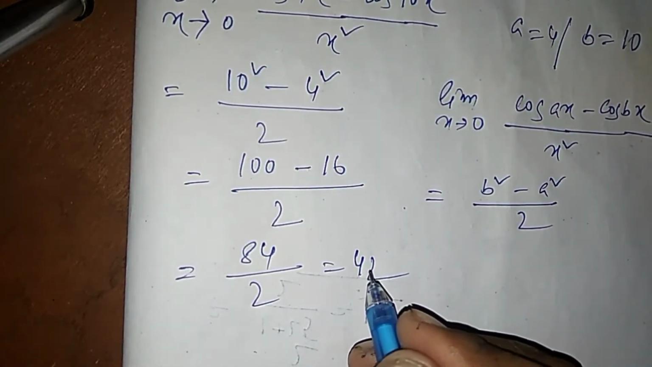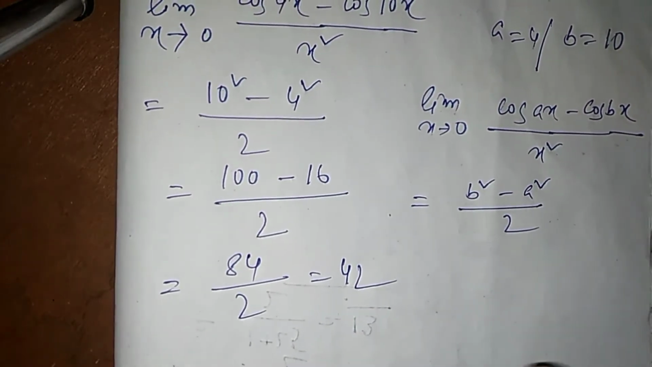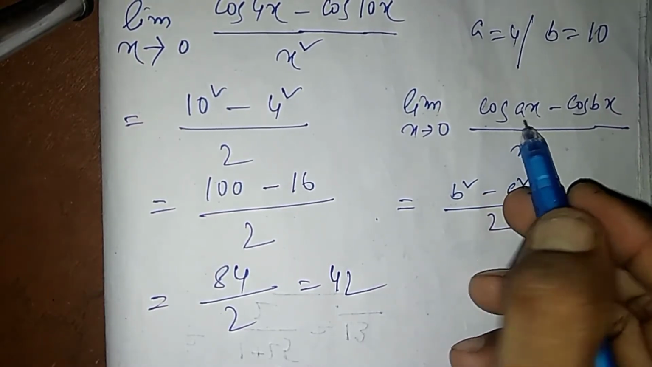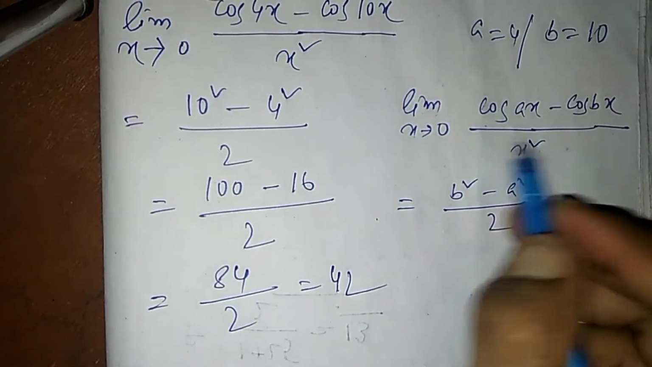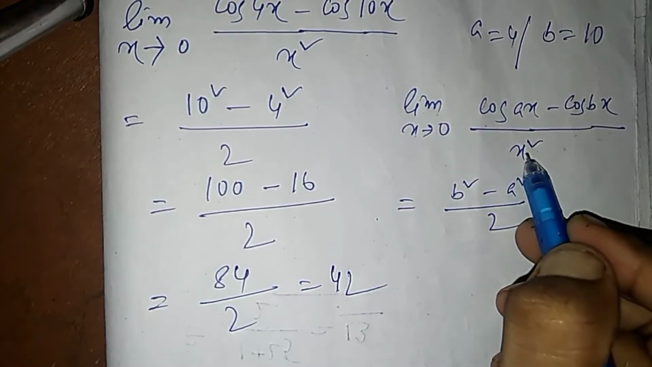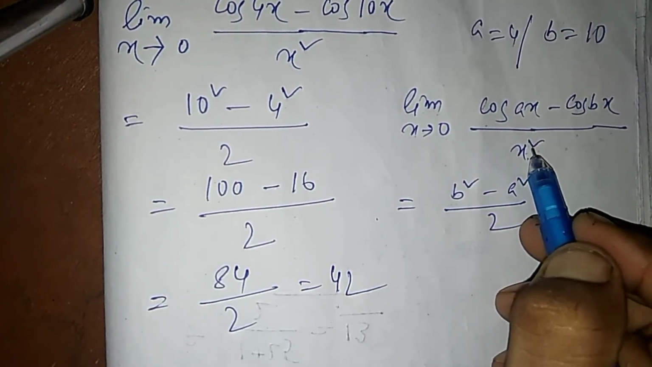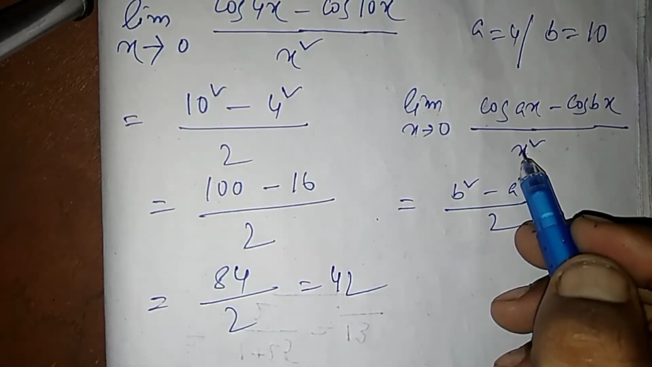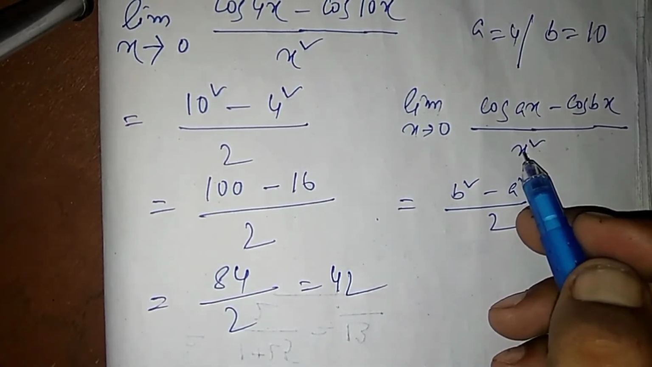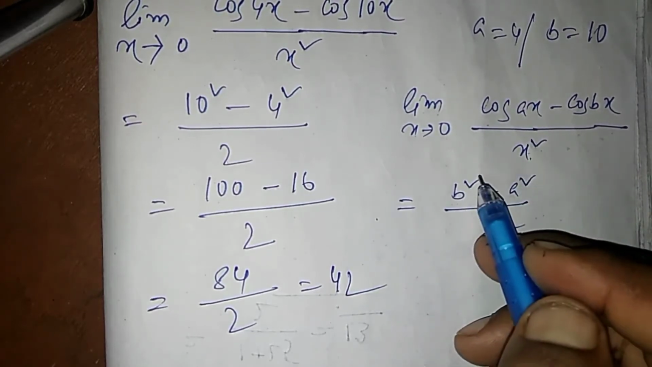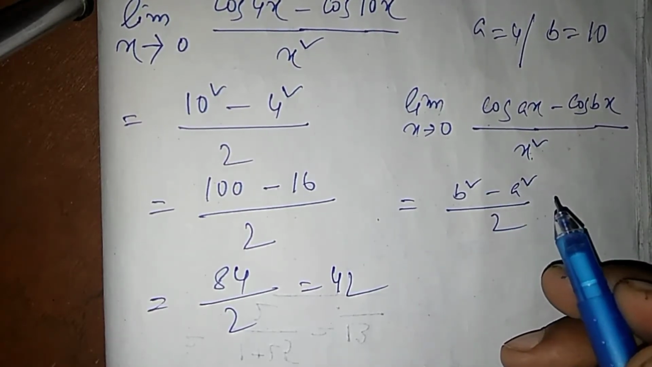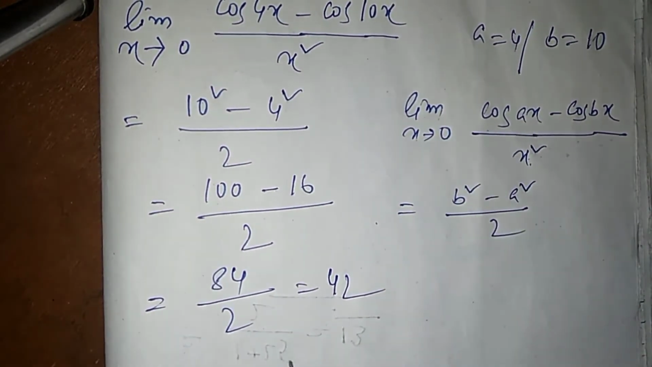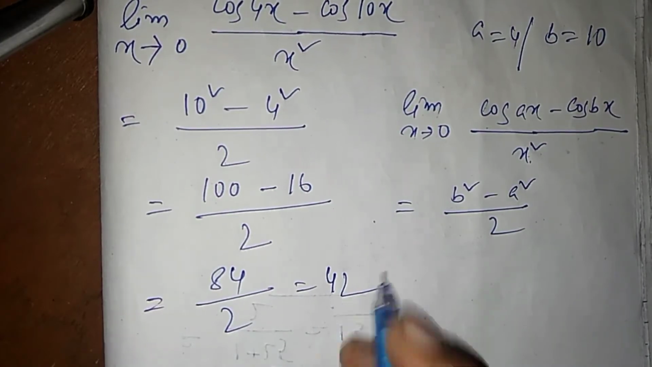It happens very easily, but the condition is the limit as x tends to 0 of (cos ax minus cos bx) upon x squared. Here you can see we have x squared. If x squared is not here, then this formula is not applicable. So we find the answer is 42.